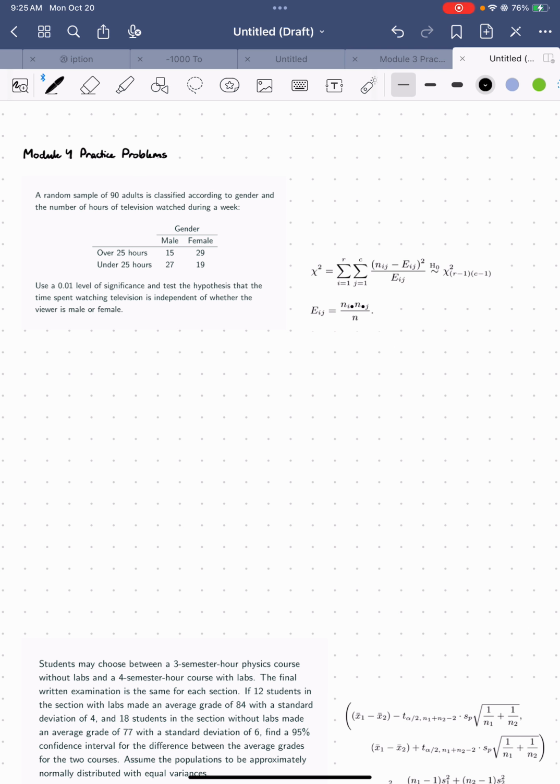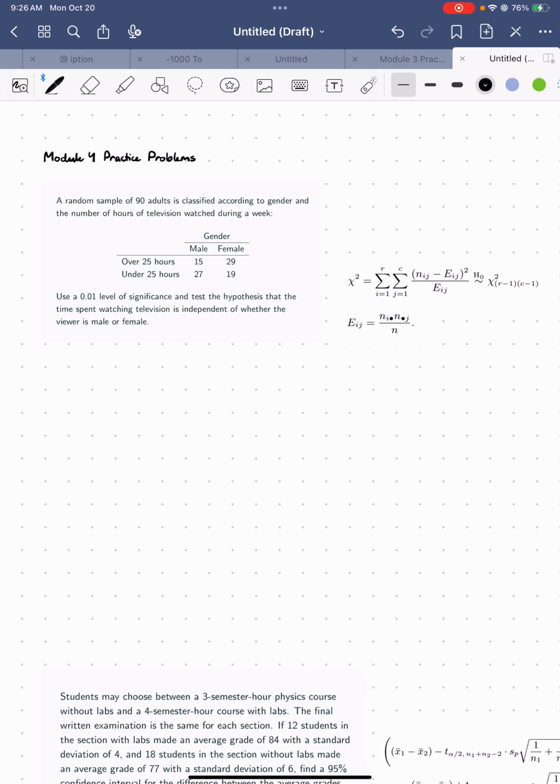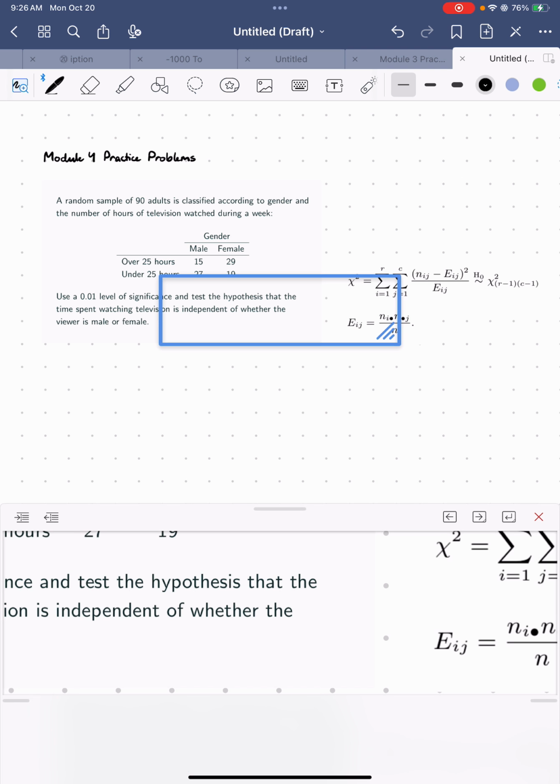So for our first problem, we have our random sample of 90 adults is classified according to gender and the number of hours of television watched during a week. And so we have our little table over here, and using a 0.01 level of significance, we want to test the hypothesis that the time spent watching television is independent of whether the viewer is male or female. So to do this, we want to use the chi-square test of independence.